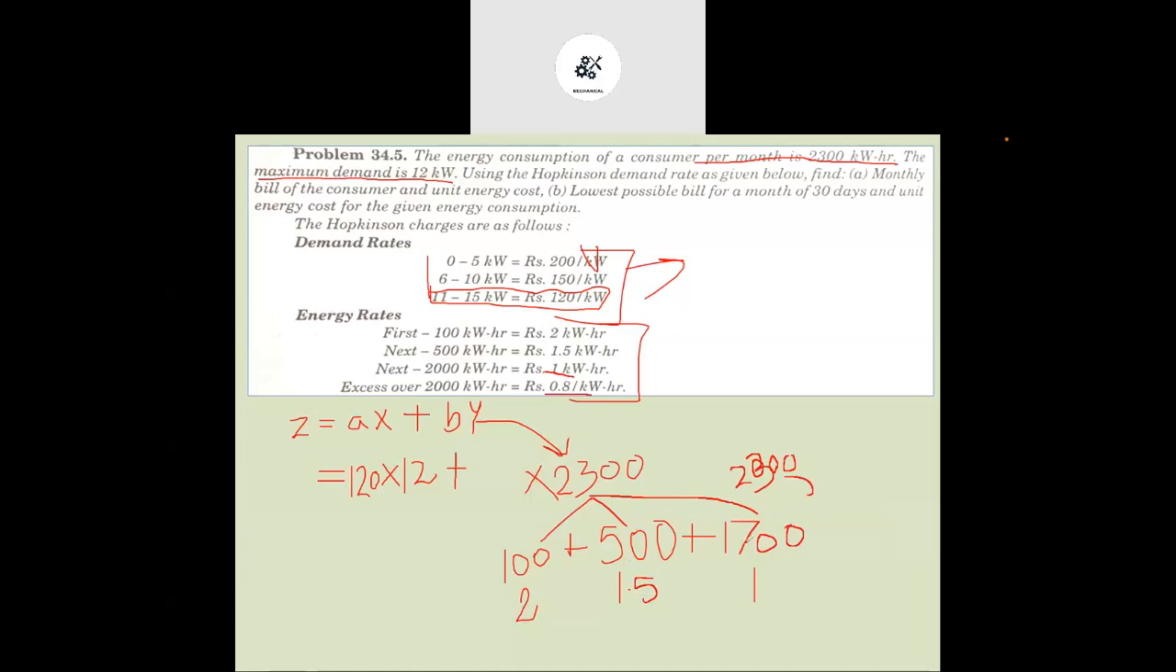So here 2300 is the total units consumed. For the first 100 units, the rate will be 2 rupees. For the next 500 units, the rate will be 1.5 rupees, and for the remaining 1700 units, the rate will be 1 rupee. We just have to multiply these and find the total value. So 100 into 2 is 200, plus 500 into 1.5 is 750 rupees, plus 1700 into 1 is 1700.